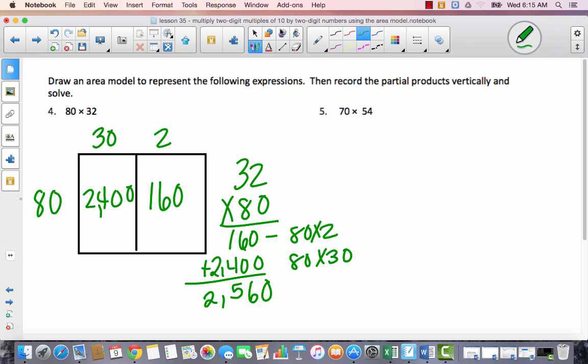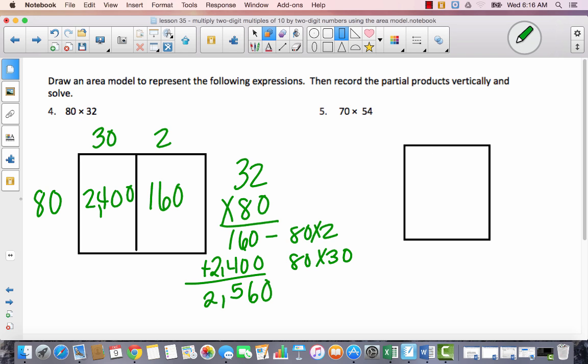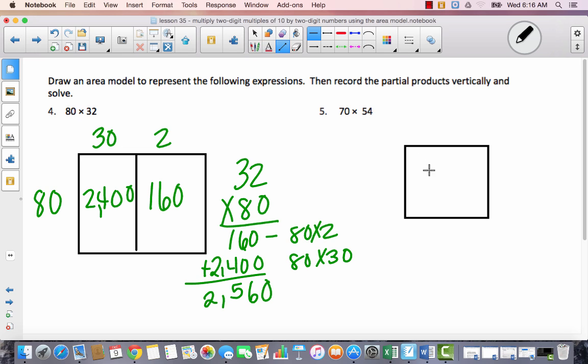All right, so why don't you try number 5 by yourself and then come back and check. Hopefully you're starting to feel a little bit more comfortable with this. I'm going to make this a little bit smaller so I have some room. All right, so here is my area model, and now I'm going to go ahead and label.